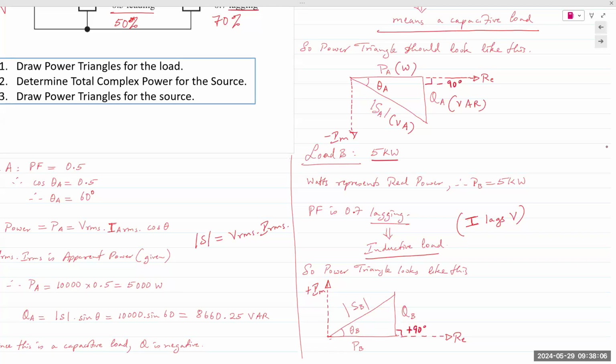And this here is plus 90. So we have the two power triangles. Okay, we have the two power triangles. Let's take a pause. You think on that. Let me know if you have questions. Again, as I said, this problem is a little different.